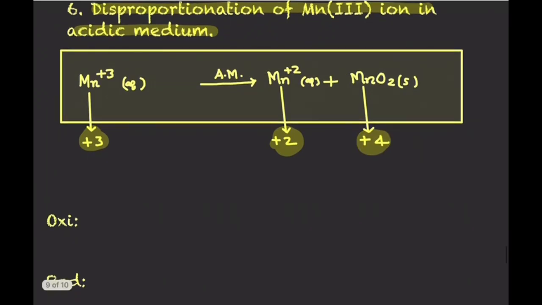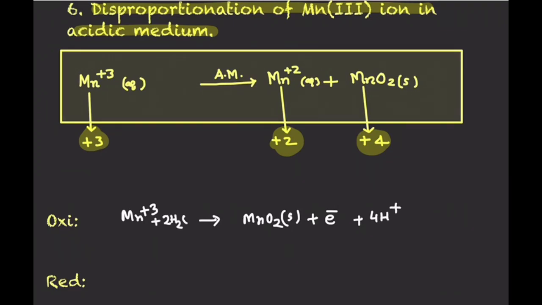In order to balance the oxidation half cell reaction, we should write that manganese in +3 oxidation state is converted into MnO2. Since the manganese atom is changing its oxidation number from +3 to +4, it is losing one electron in acidic medium. In order to balance the charge, on the left hand side there are 3 positive charges, so we have to write 4H plus ion on the right hand side. In order to balance hydrogen and oxygen, we should write 2 molecules of water on the left hand side. So oxygen, hydrogen, manganese, and charge are balanced.